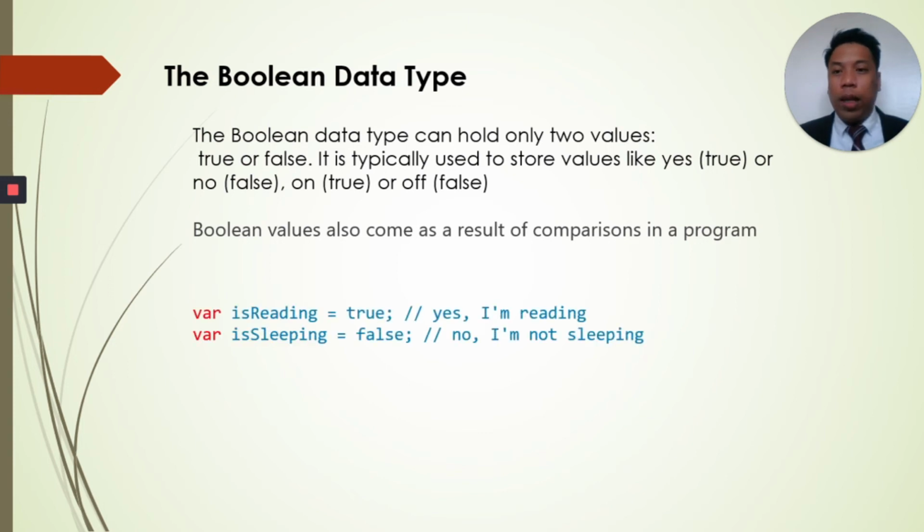Now, how do we declare Boolean data type? Just as how we declare the string data type and the number data type, Boolean is also declared just like so. We put the keyword var and then the variable. In our case, we used isReading, and then the value we assign is true. The second example is sleeping, and the value we put is false.